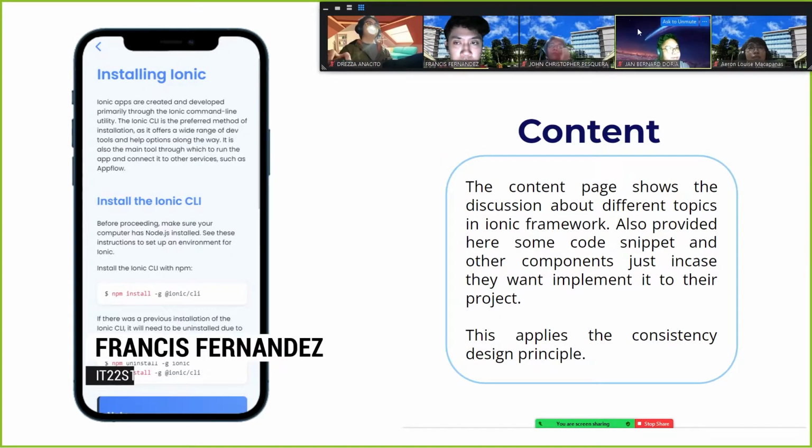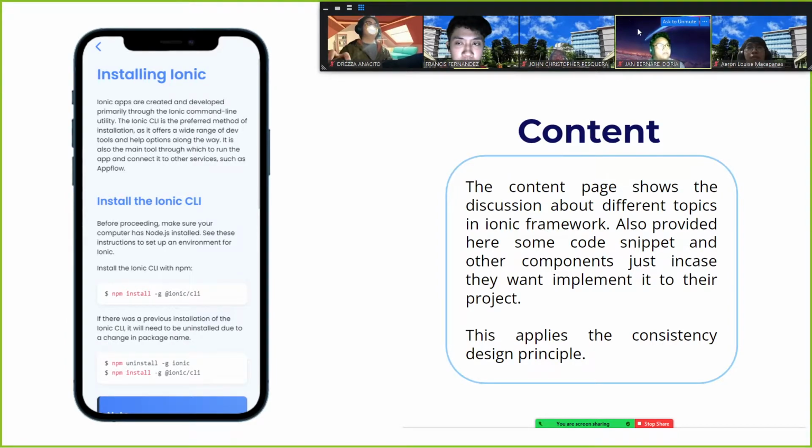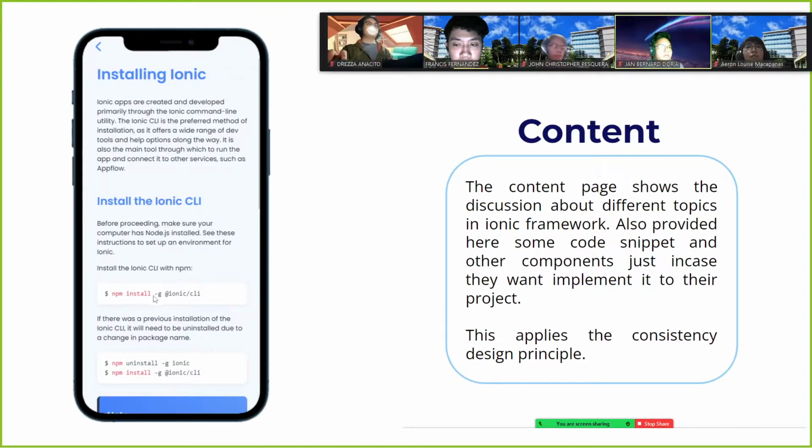For the next one, the content. This is the page that will pop up if they choose a topic from the documents. It applies the design principle of consistency to help users not be confused by the design. It also provides cards and snippets to guide users with their code.